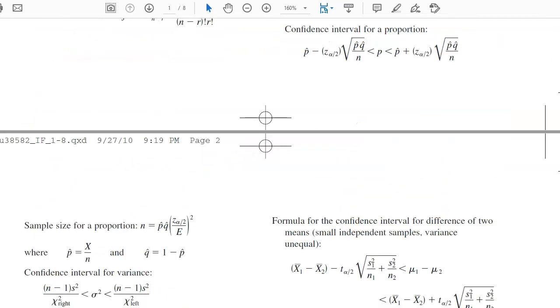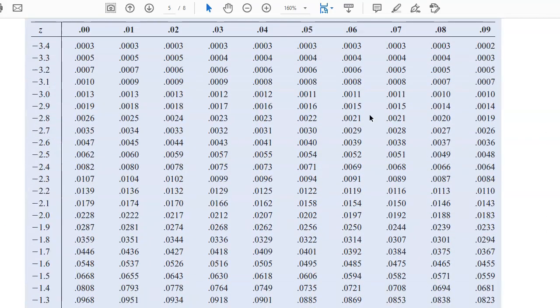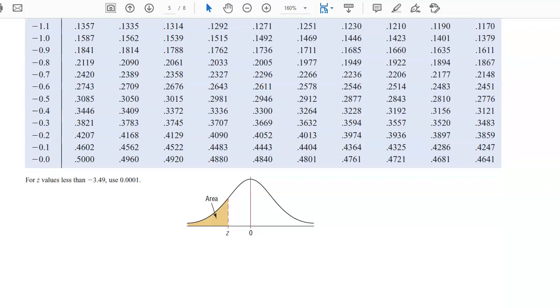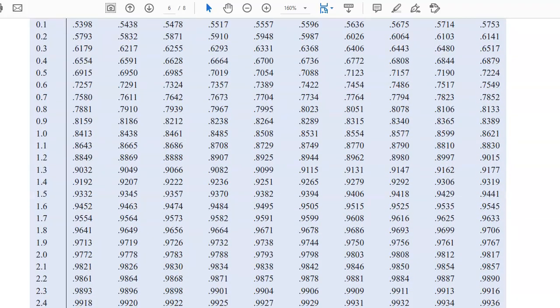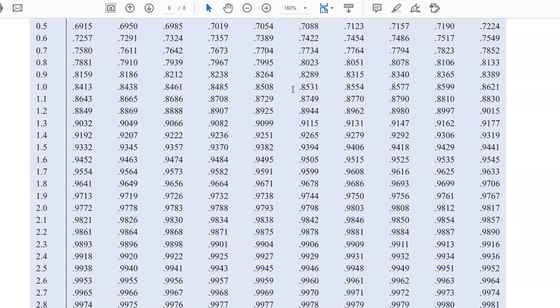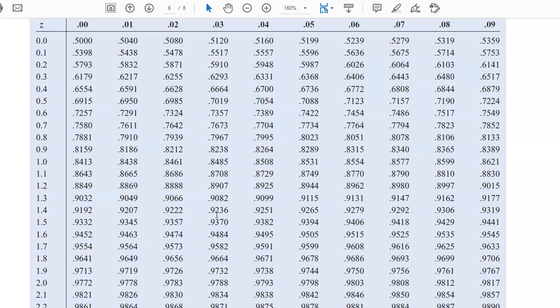So again, I'm going to the z table. I'm looking for the area, so I'm looking in here for 0.95, and this will tell me the z value that yields 0.95. It's not here. It's going to be on the positive side. So I'm looking for as close to 0.95 as I can get. Let me go up so I can see the top. Yeah, 0.95. It's close to it.